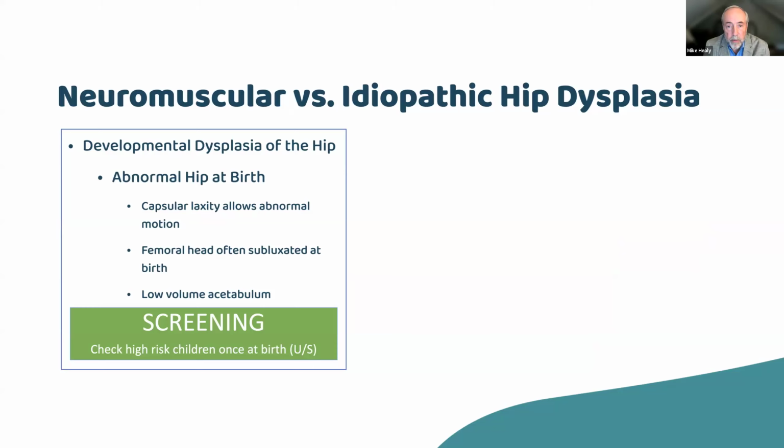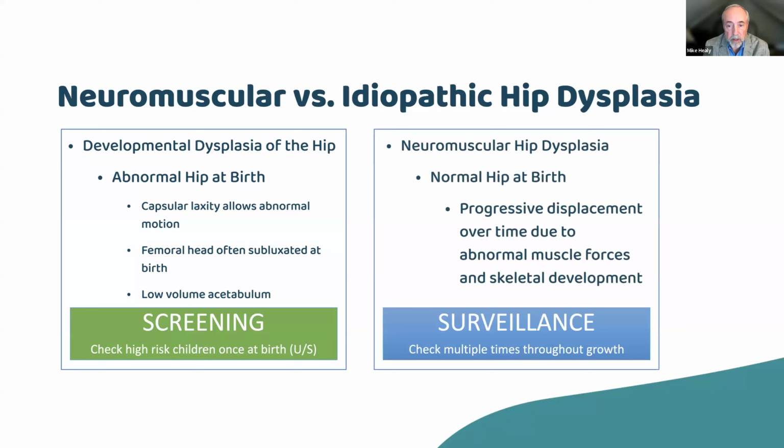I think it's important to talk about the difference between neuromuscular and idiopathic hip dysplasia because they are different, and the management techniques are different. Developmental dysplasia of the hip is typically a hip that is somewhat abnormal at birth. Capsular laxity can allow some abnormal motion. The femoral head is often subluxated at birth or shortly thereafter. And there's often a low volume acetabulum. So you have some level of dysplasia right out of the gate. And those are typically managed through screening.